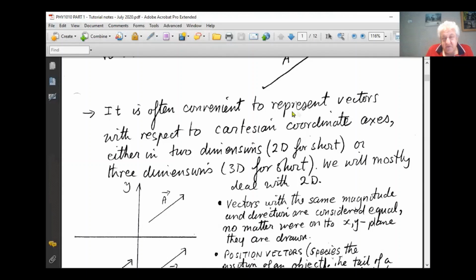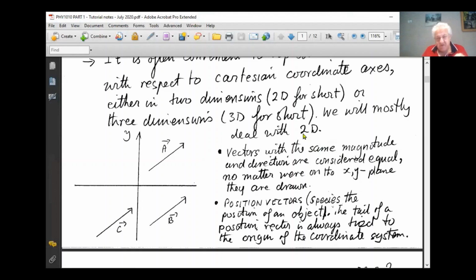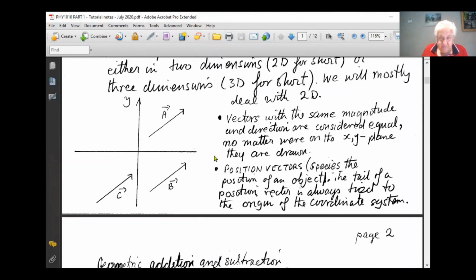It is often convenient to represent vectors with respect to Cartesian coordinate axes, either in 2 dimensions or 3 dimensions, 3D for short and 2D for short. So I'll be using this shorthand later in my notes. But we'll mostly be concerned with 2-dimensional vectors. It's quite difficult to picture 3-dimensional ones, though mathematically it's just as easy to treat 3-dimensional vectors as it is 2-dimensional vectors. Vectors with the same magnitude and direction are considered equal, no matter where on the xy plane they are drawn.